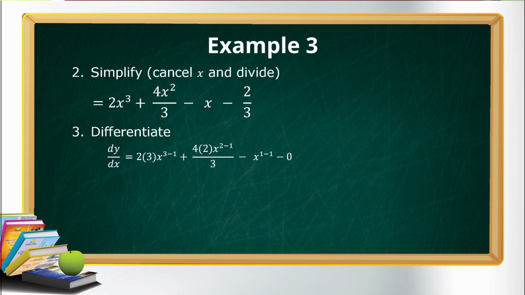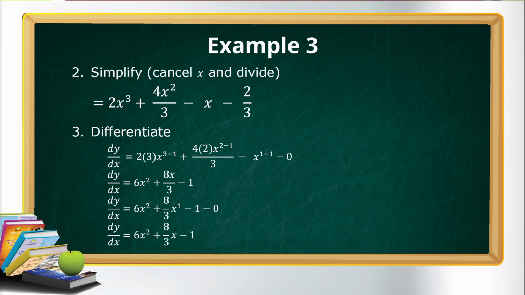dy/dx is equal to 2 times 3x squared plus 4 times 2x over 3 minus x to the power of 0 minus 0. And now we simplify more and get dy/dx is equal to 6x squared plus 8 over 3 x minus 1 minus 0. There, finally our derivative is equal to 6x squared plus 8 over 3 x minus 1.